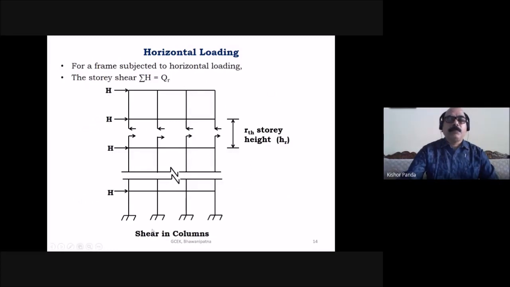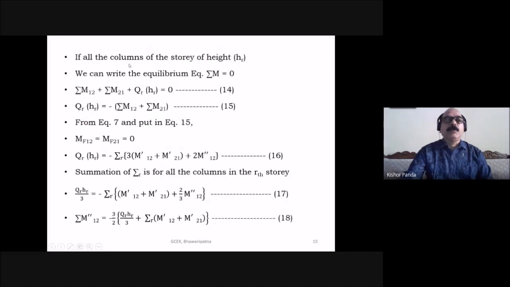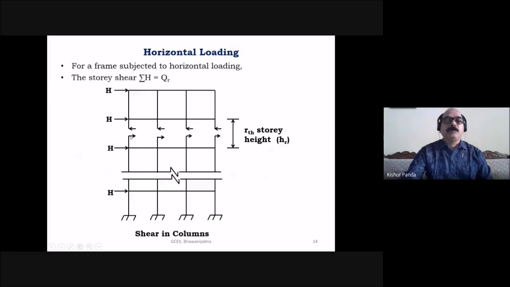So this is the frame. Here you have the horizontal loading. For a frame subject to horizontal loading, the story shear summation of H is equal to QR. Already we have discussed summation of H is equal to QR. So this is the r-th story and the height is HR, and this is the horizontal member. Here, if all the columns of the story have height HR, we can write the equilibrium equation, summation of M is equal to 0.